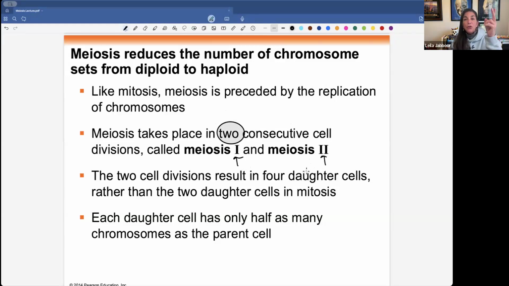The two cell divisions result in 4 daughter cells. So unlike mitosis, where one parent gives rise to 2 daughter cells, in meiosis, you have one cellular division, you have 2 daughter cells, but then you have to go through a second cellular division process. So now these 2 daughter cells are giving rise to 2 daughter cells of their own. So in the end, you end up with 4.